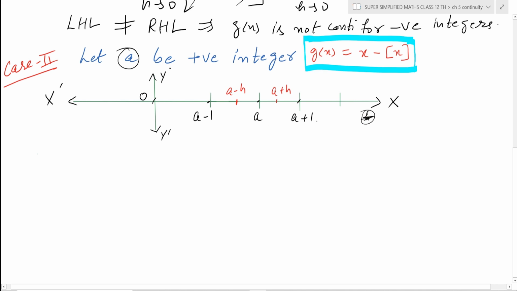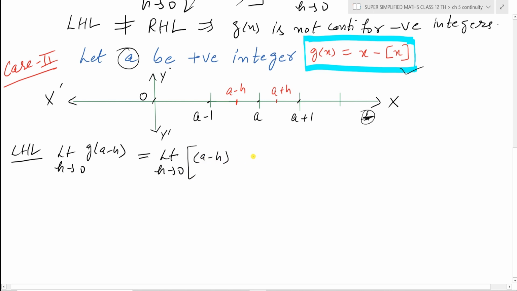So if we have to find out the left hand limit, that is limit h tends to 0 of g(a minus h), that will be equal to limit h tends to 0. So that means in the expression of g, in place of x, I will write a minus h. So I will have a minus h minus greatest integer function of a minus h. Now you can see here, since a minus h lies between a minus 1 and a, its greatest integer function is going to be a minus 1.